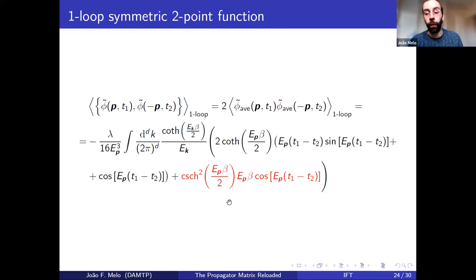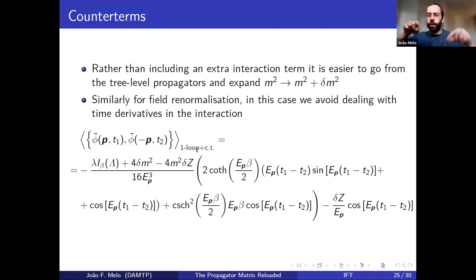But anyway, I have this loop integral that I have to regularize. I could go back and do the usual adding of counterterms and then adding all the diagrams with the counterterms. That is a bit hard, especially for the field renormalization, where I'll need some time derivatives. And here I'm treating the space and time derivatives a bit differently. So it's going to be a bit messy dealing with that.